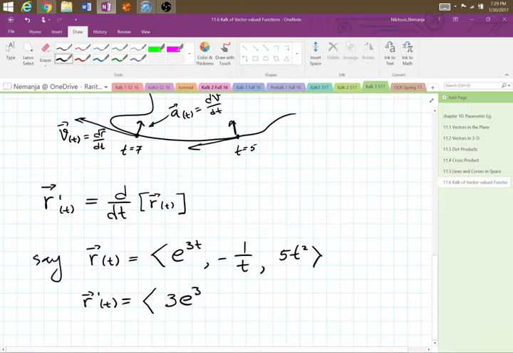Three e to the 3t, what else? Nice. Negative of absolute value of t. Negative ln of absolute value of t. And then what else? 10t. Oh yeah, that's minus 1. It's negative 2. So it's negative 1 over t squared. Yes. The other one is the integral. You're right.